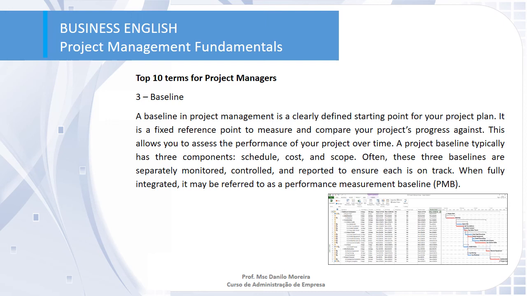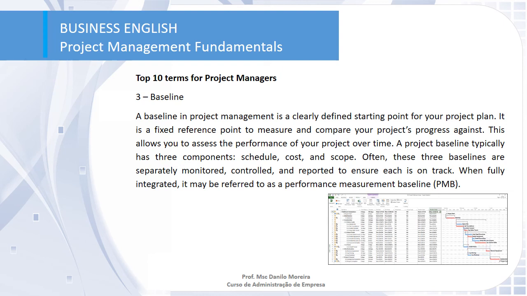Gantt graph that you can see in the picture here. Here you can see the Gantt graph where you have the beginning and the end of each phase and each step of all the phases of a project. This is a project baseline. It contains in general the scope of the project, the cost, and the schedule, the time of the project. Okay, this is a baseline.